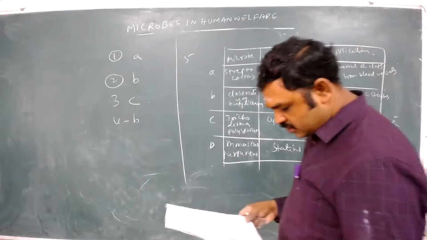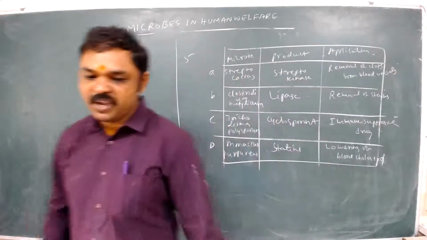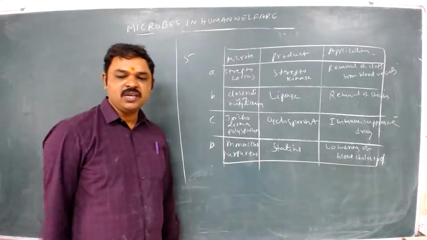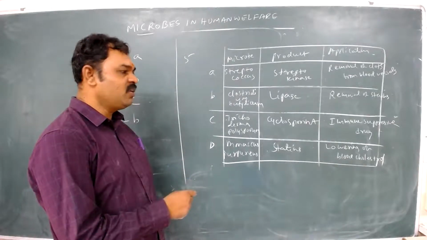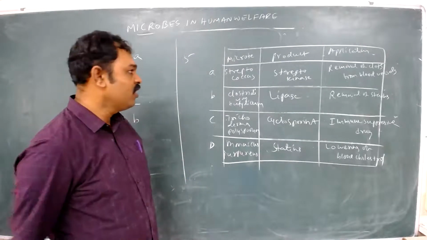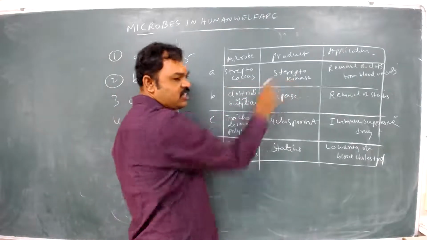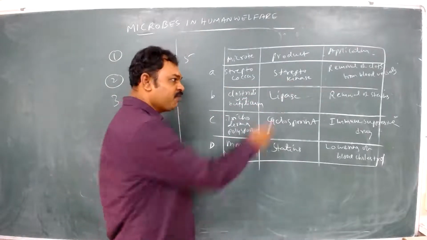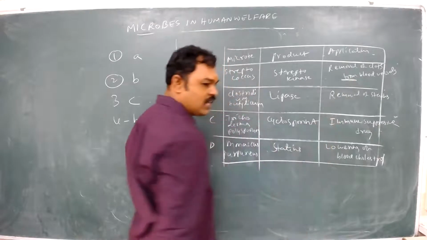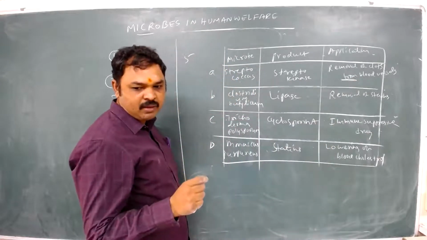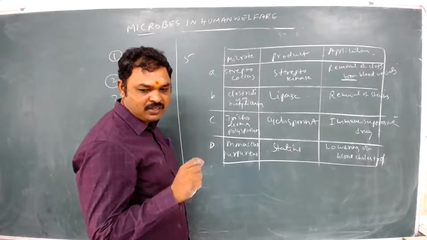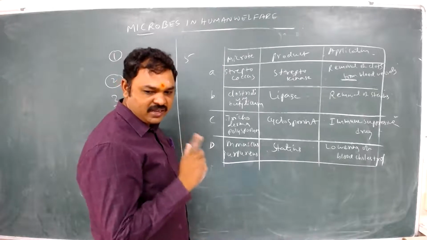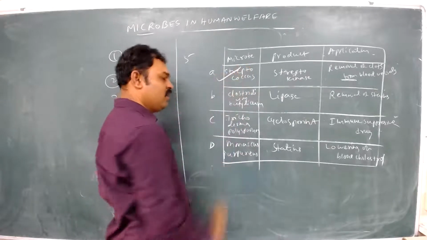What is being asked here? Which of the following is wrongly matched? A table is given, and from this table we have to find the wrong one. Streptococcus, product streptokinase: correct. Function, removal of blood clots from blood vessels: correct. Streptokinase is called the clot buster, correct.